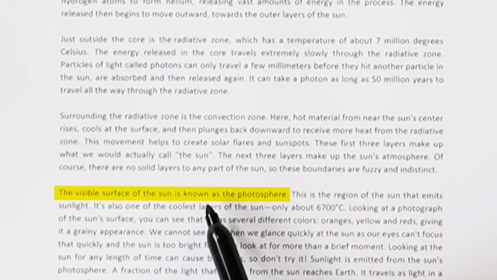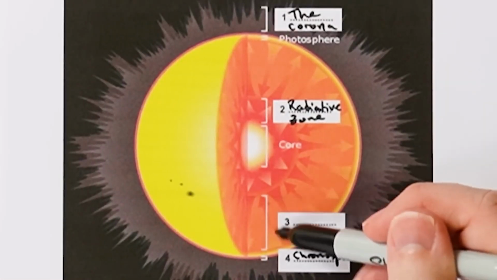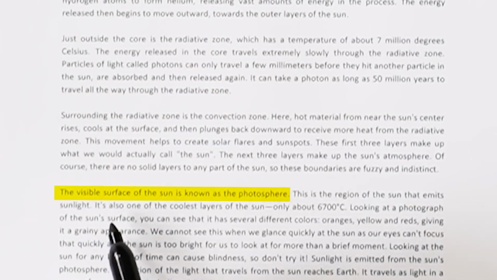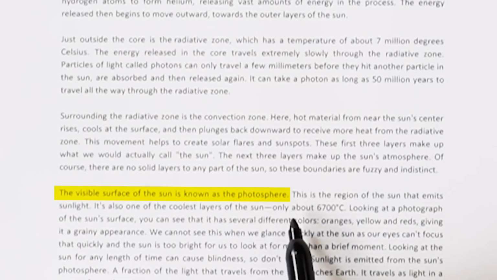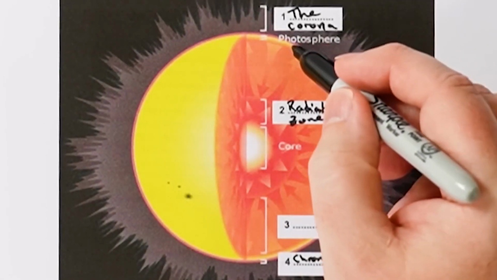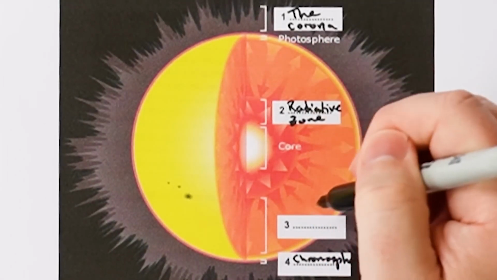But let's double check that. The visible surface of the sun is known as the photosphere. Okay, visible surface means that we can see it. Does it look like we can see this part? Probably not, so we have to read in a little bit more detail. This is the region of the sun that emits sunlight. It is also one of the coolest layers of the sun. Looking at a photograph of the sun's surface, we cannot see this when we glance. And then if we look back here, we can see photosphere. So it's definitely not this, it's something else.